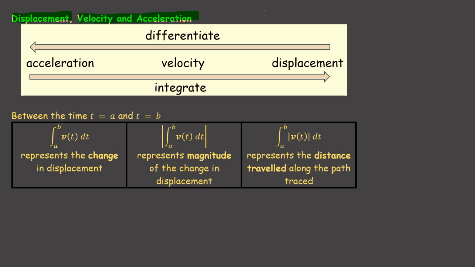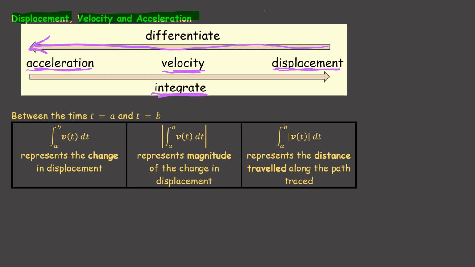Displacement, velocity and acceleration. You should be aware of the following from your methods course. If we have displacement and we want velocity, we're going to differentiate. If we have velocity and we want acceleration, we're going to differentiate. And that's indicated by this arrow just here. To go from displacement to velocity to acceleration, we are going to differentiate.